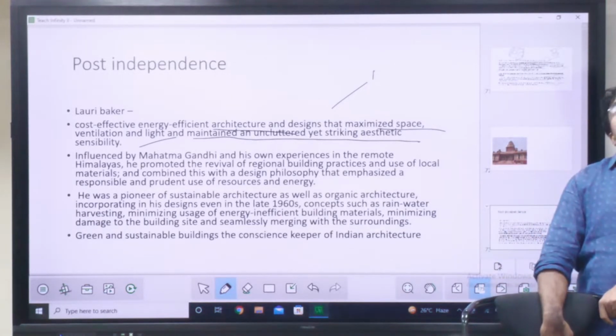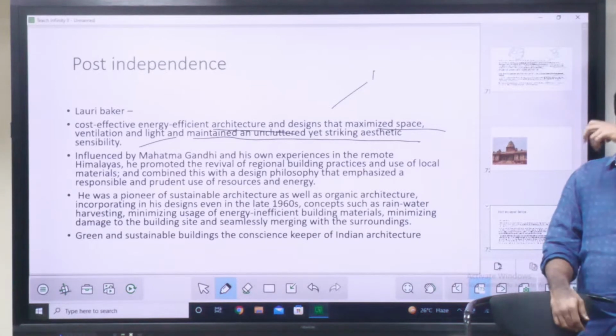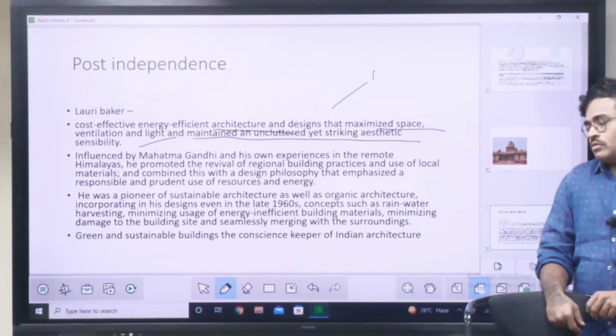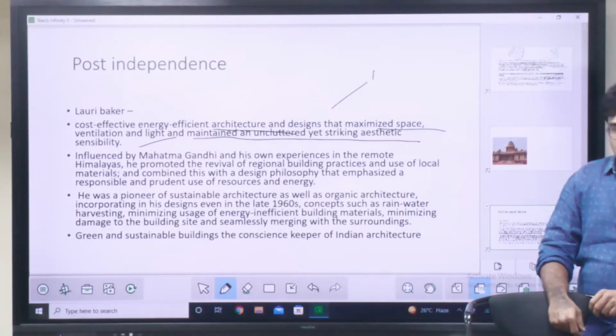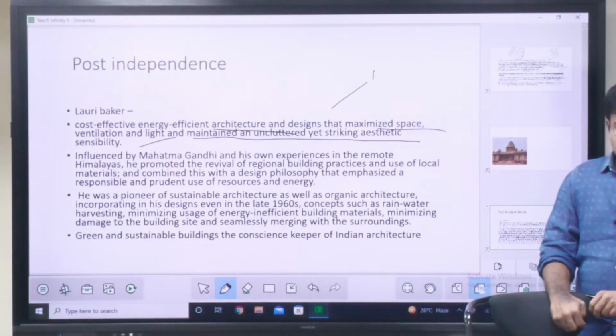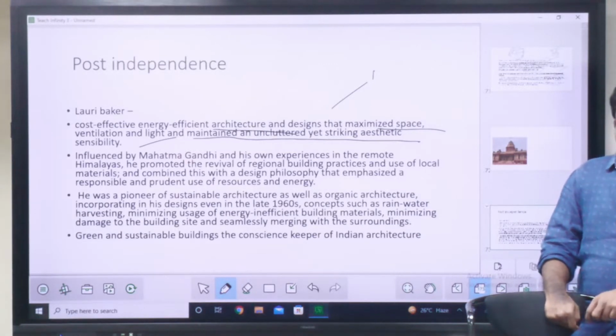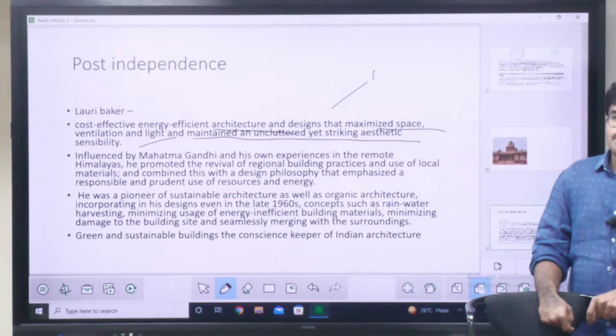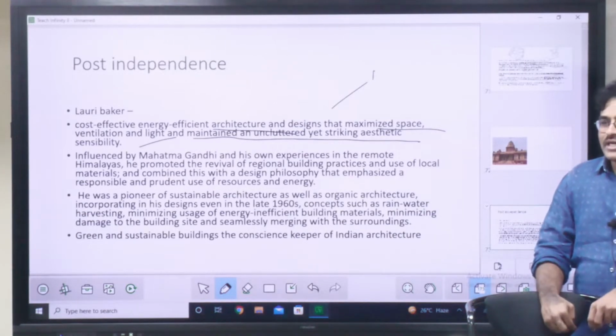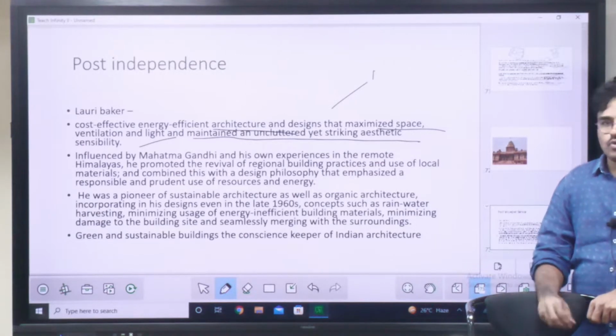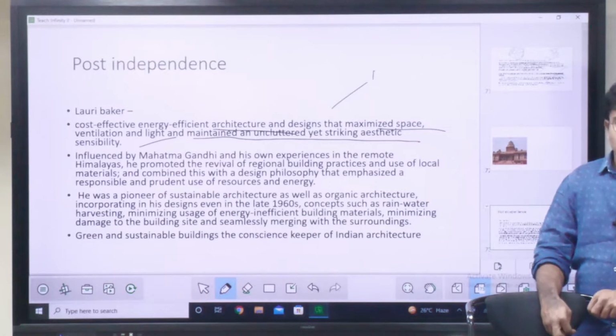He was a pioneer in green buildings and low cost housing, and tried to reduce the carbon footprint of his buildings. Carbon footprint, you understand, right? How many emissions are you contributing to directly or indirectly? That is what is known as carbon footprint.